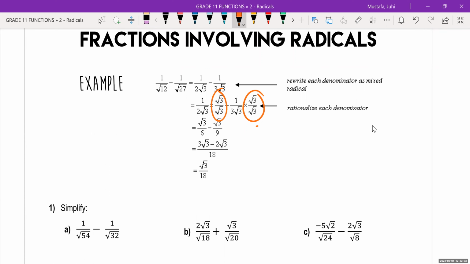Once you end up with a step that doesn't have any radicals in the denominator, then you can find a common denominator just like you do in regular old fractions, and then solve. Okay, so that's basically our game plan for the next 3 questions. Let's try question number 1.